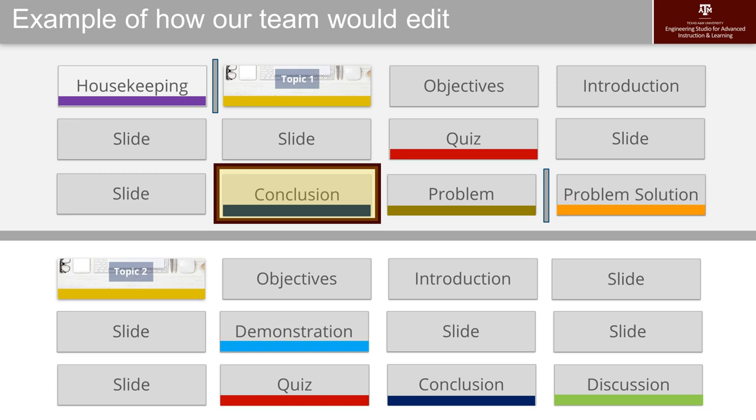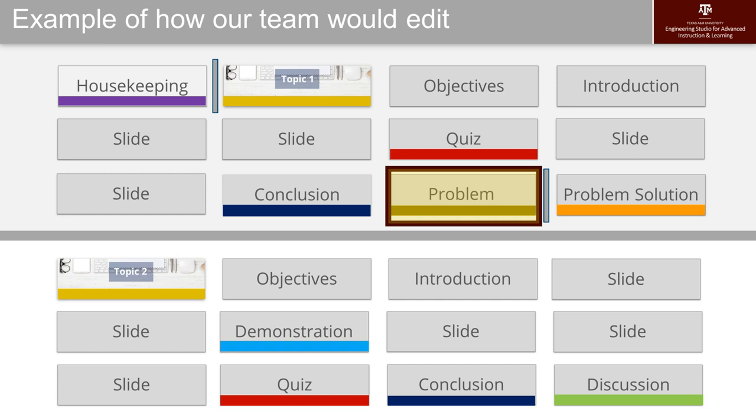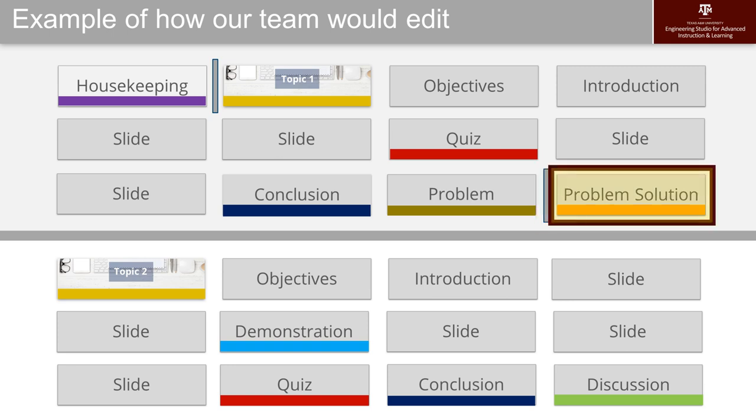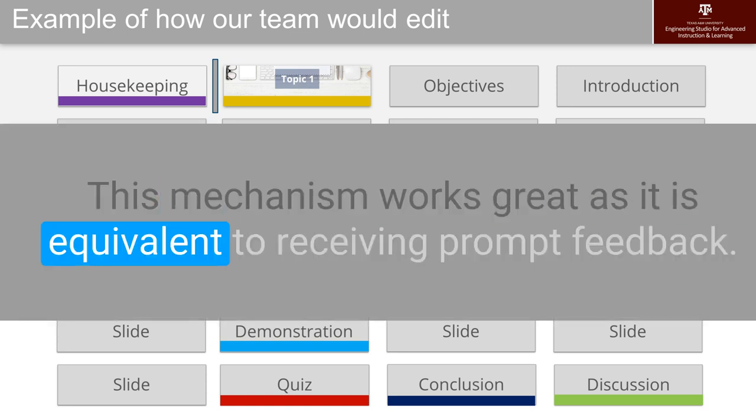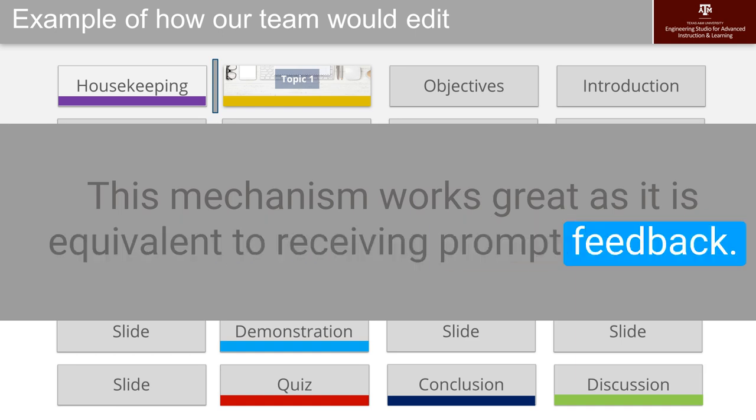Our team would know that you will give a detailed explanation for a problem students have to solve, and they would know to end the video as soon as you finish describing the task. Then they will expect to see a solution to that problem, but they will save this as a different video that students will only be able to see after submitting their solution attempt online. This mechanism works great as it is equivalent to receiving prompt feedback.